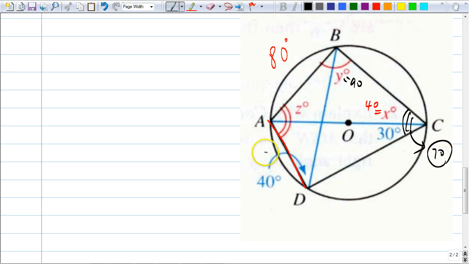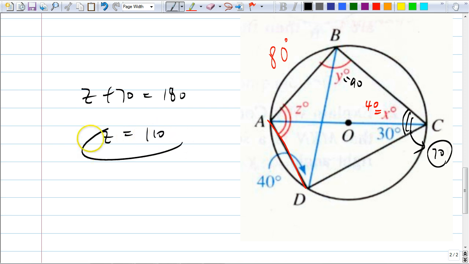So therefore, angle z plus 70 must equal what? 180. They're supplementary, so z must be 110. Do you see how we get that? How we got this? All three of them, correct. Does this make sense? Okay. If you didn't, do you understand why? Okay. Good.